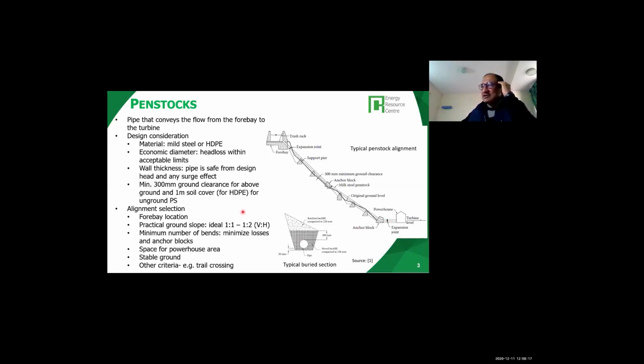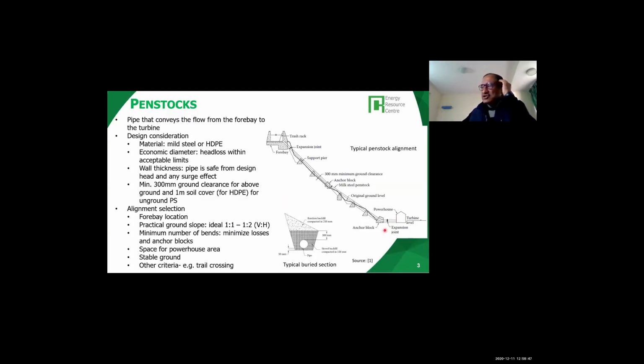Practically, the ground slope should be 1 to 1 or 1 to 2, that is vertical 1, horizontal 1, or vertical 1, horizontal 2. You try to minimize the number of bends, because when you have bends, you have to have anchor blocks, and you also have additional losses. When the pipe bends, there is a loss in the head.